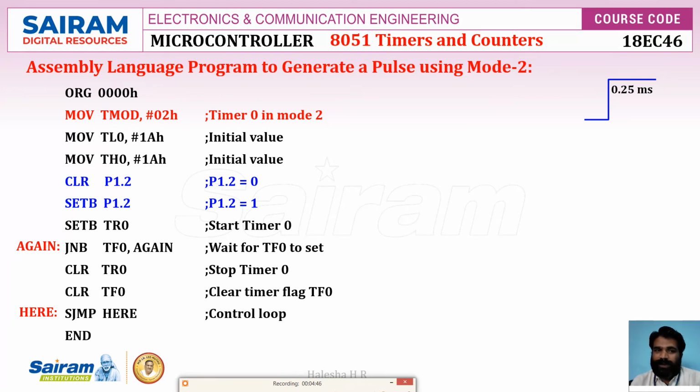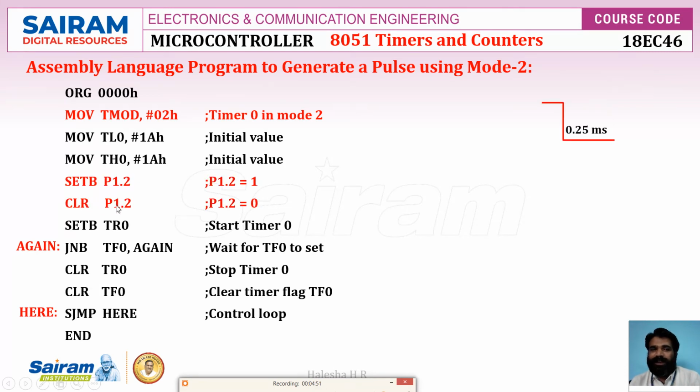To get the low pulse, only these two instructions change. First set and then clear. This is the program to generate a low pulse using mode 2.